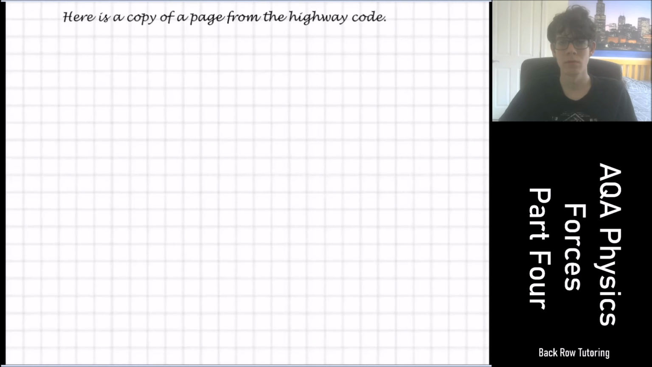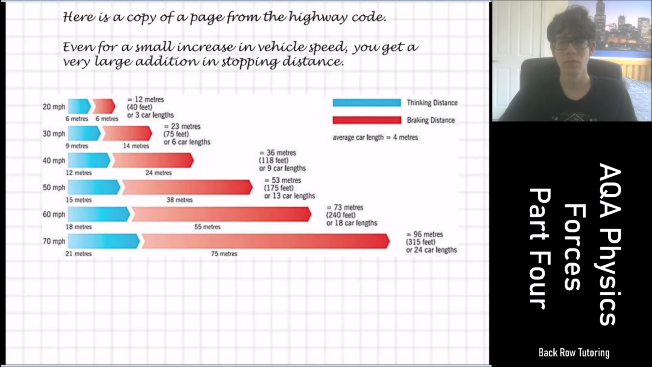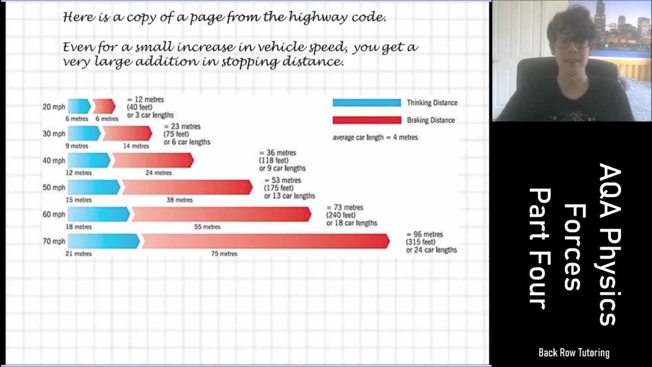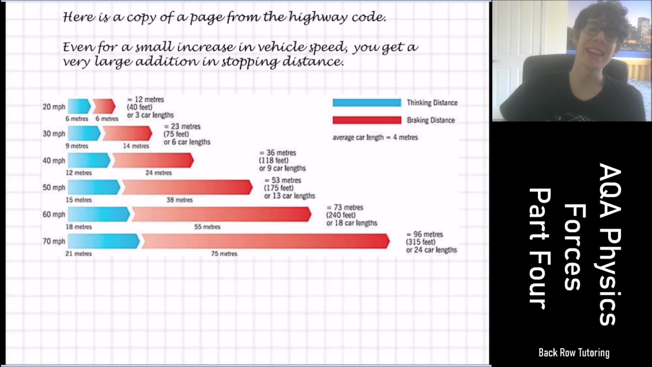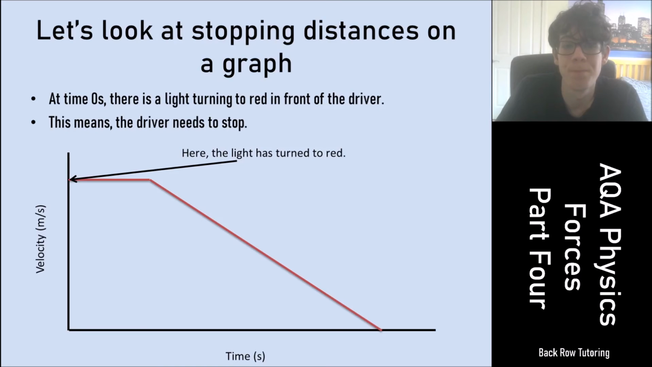Here is a copy of a page from the highway code. Even for a small increase in vehicle speed, you get a very large addition in stopping distance. So that shows how stopping distance is made up of braking distance and thinking distance. And it also shows that it is very important that you travel at speeds which are suitable for the environment around you, because even a very small increase in your speed can increase the stopping distance by quite a large amount. So let's look at the stopping distance on a graph.